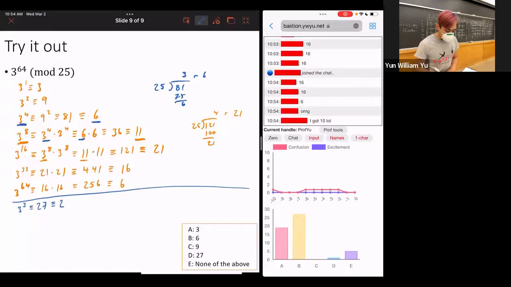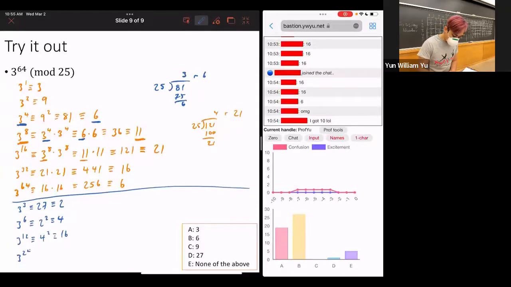Okay, so then I could do something like then 3 to the 6 is equivalent to 2 squared, which is equivalent to 4, right? Because I'm again doubling. So I'm taking a square. So then 3 to the 12 is equivalent to 4 squared, which is equivalent to 16.